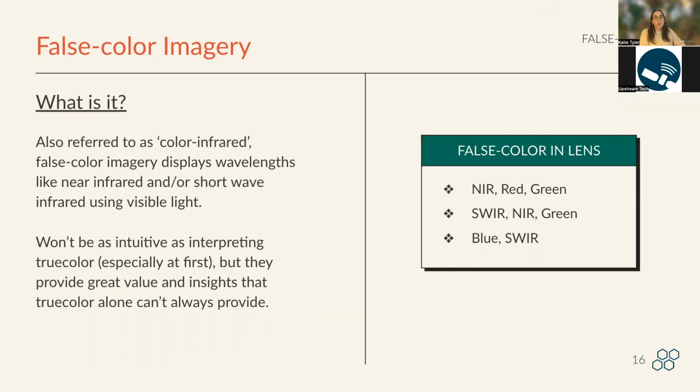So we are displaying near infrared or shortwave infrared, as well as usually some visible light bands, but then we're not displaying them necessarily in their intuitive respective colors. So these won't be as intuitive to interpret, especially at first, as true color imagery. Like vegetation might not appear green in these images, but because we're bringing in a band or more from the near infrared part of the electromagnetic spectrum, we're able to get additional information that true color wouldn't necessarily provide. So in Lens, we have 3 different types of these false color layers, and we're going to go into each one of them a bit more.